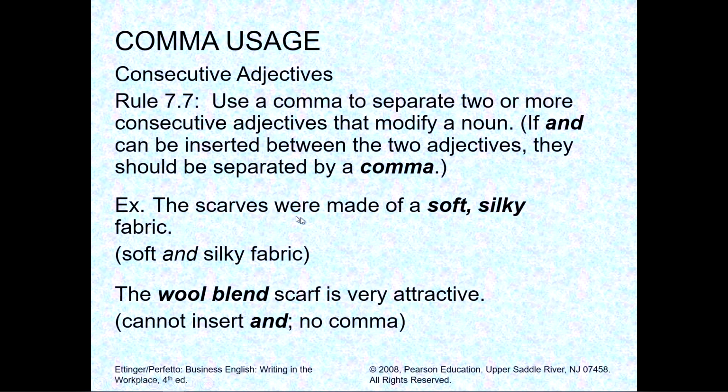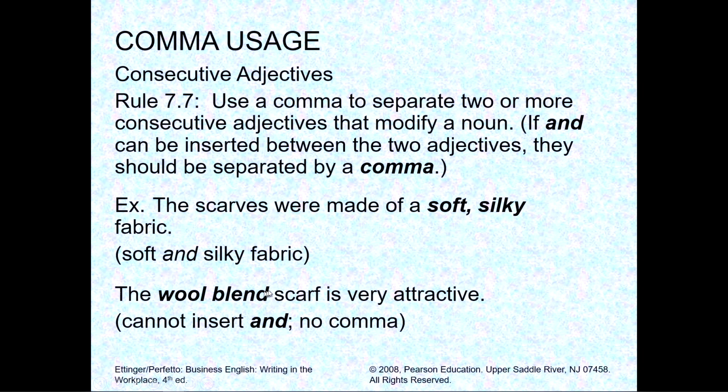Example: The scarves were made of a soft, comma, silky fabric, right? Again, there's no comma on the last adjective before the noun. Soft, comma, silky fabric, right? Now, if you would add here just two of them, soft and silky fabric, right? The scarves were made of a soft and silky fabric. And can be inserted between the two adjectives. They should be separated by a comma, but you don't need to put one here, right?